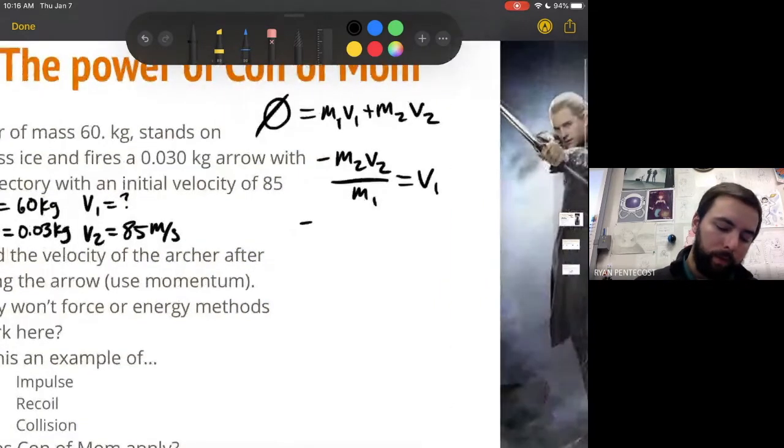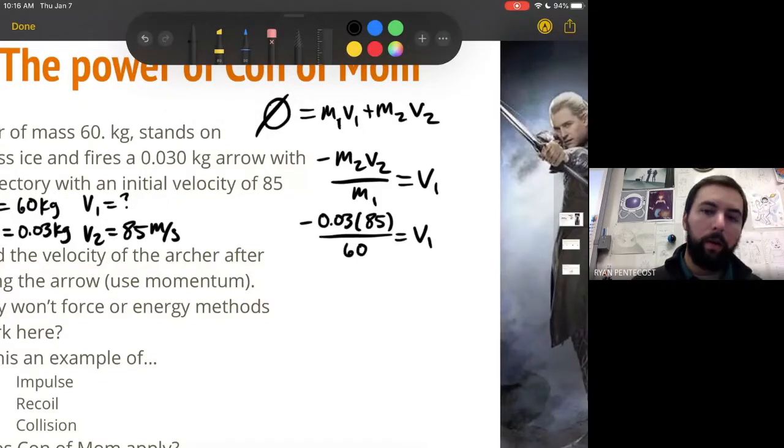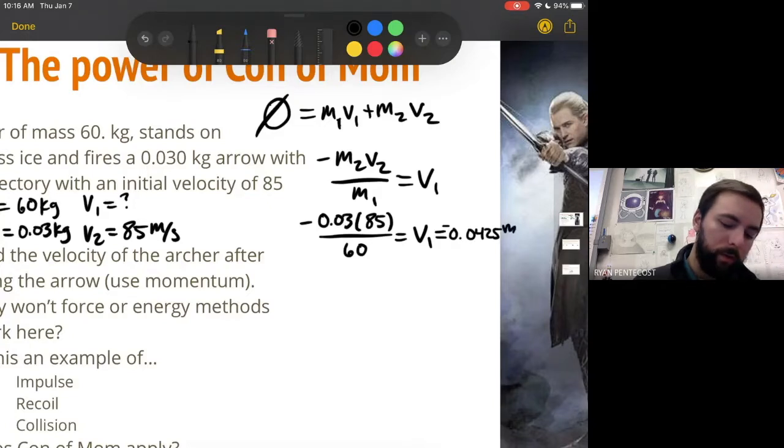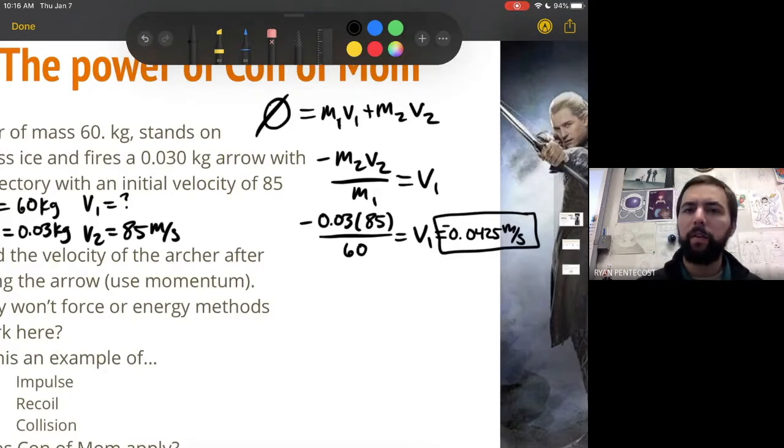What are the masses? We got 0.03 times 85 divided by 60. That will give you V1. And if you put that in your calculator, you get negative 0.0425 meters per second. And the reason that velocity is negative is to show direction. We're going to say the arrow is moving forward, that's positive. Archer goes backwards, that would be negative. So not moving very fast, but this archer is actually moving.